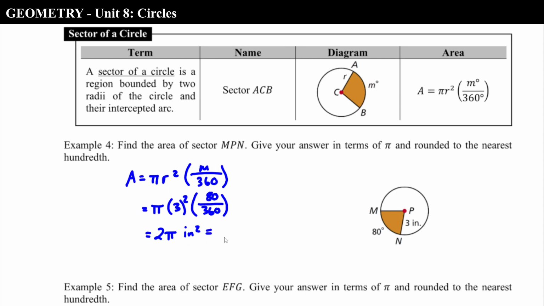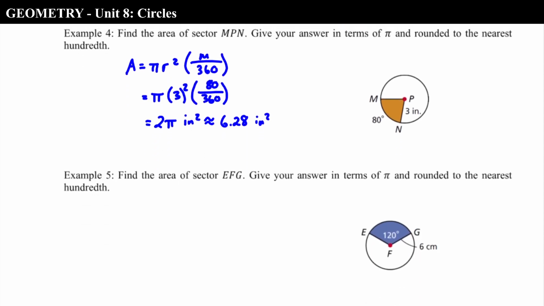And then you're going to use your calculator to approximate the answer to the nearest hundredth. So we get 6.28 inches squared. And here, do use your pi button on your calculator. Do not use just 3.14 because that will give you a rounding error. Use the pi button.